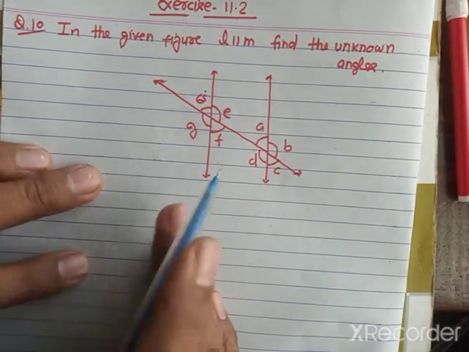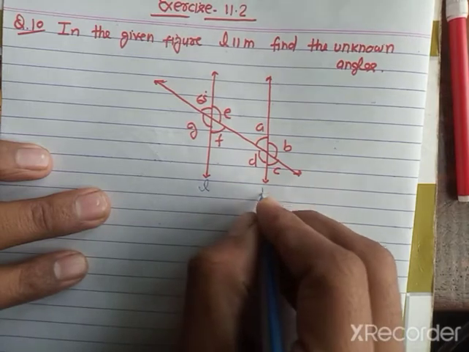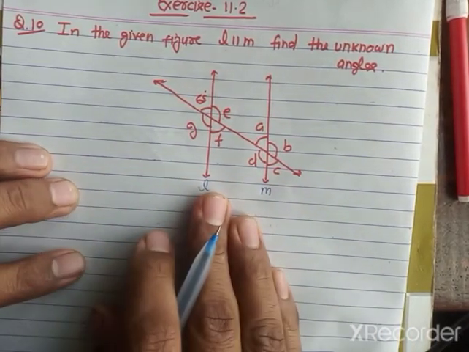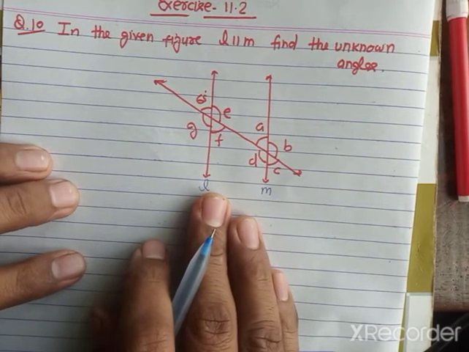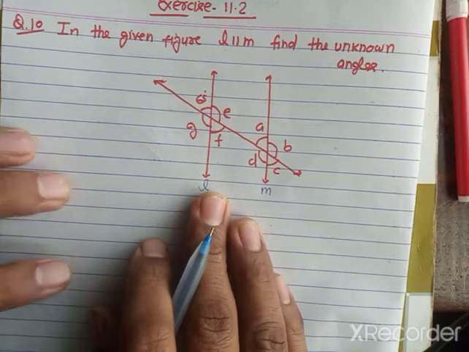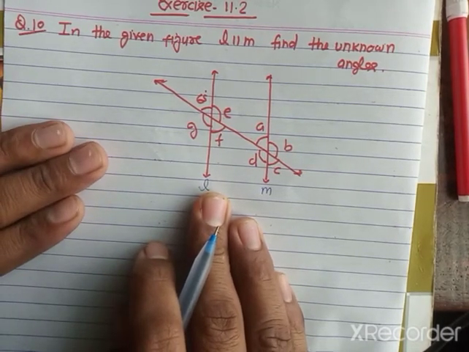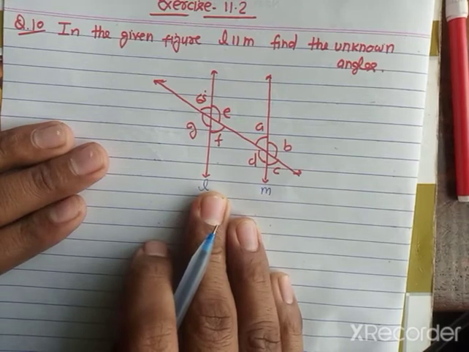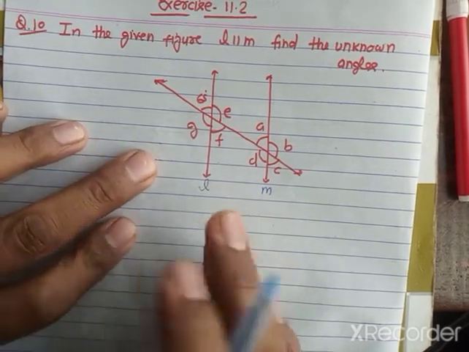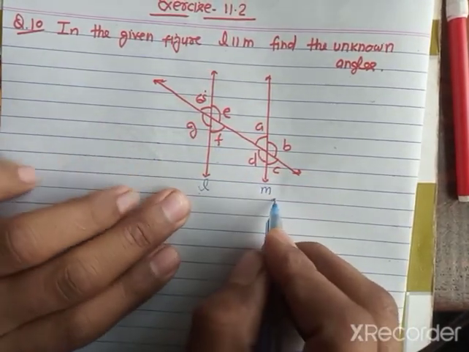First of all, this line is L and this line is M. L is parallel to M. Then there are many concepts related to this: if a transversal intersects two parallel lines, then many angles are formed. It means alternate interior angles, alternate exterior angles. Then first discuss this. L is parallel to M.